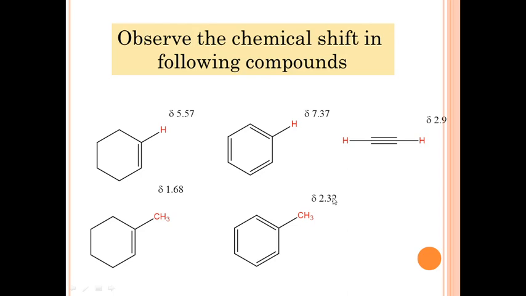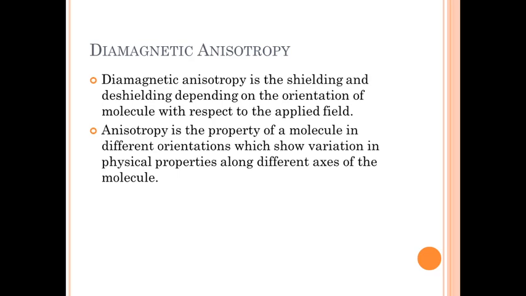So there must be something different phenomena which play key role in these cases, and that particular phenomena is called diamagnetic anisotropic effect. This diamagnetic anisotropy is the shielding and de-shielding of that particular proton, which depends upon the orientation of the molecule with respect to the applied field. And this anisotropy is the physical property of that particular compound. Let's see by taking one example.